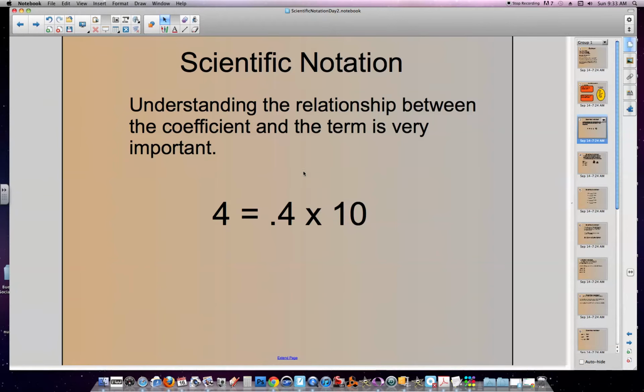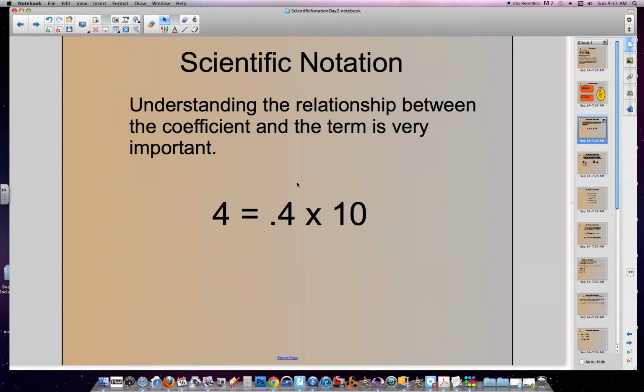All right, in this video, we are going to be talking about scientific notation. Specifically, we're going to be talking about making sure that we know how to convert numbers into proper scientific notation, and we'll talk more about what that means in a second. And we're also going to make sure that we understand how to convert small numbers into scientific notation.